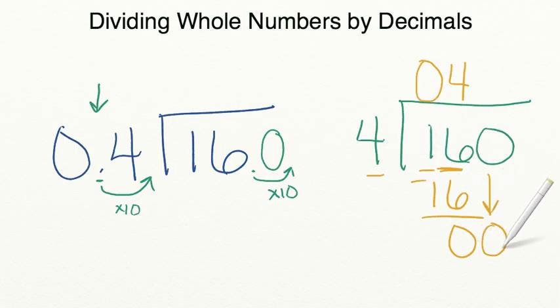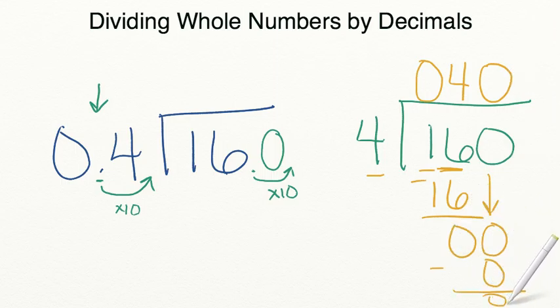4 can't go into 0. It goes in 0 times. 4 times 0 equals 0. And I can subtract out my problem. Now, it's very important that we go to the last place value and that you don't leave this spot blank, even though it has a value of 0. It's keeping our 4 in the tenths place. So 16 divided by 4 tenths equals 40 wholes.